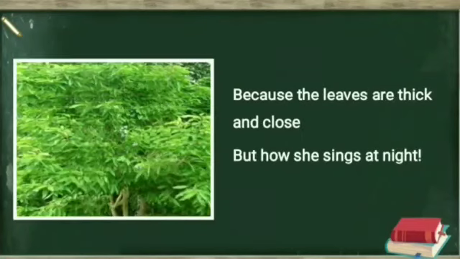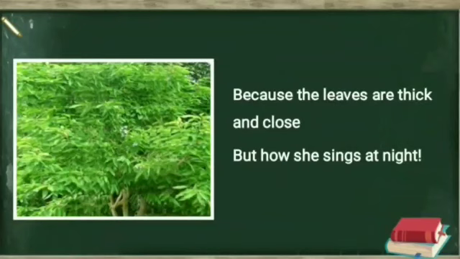Because the leaves are thick and close, but how she sings at night? So why is the poet not able to see the cuckoo bird? Because the leaves are thick and close.